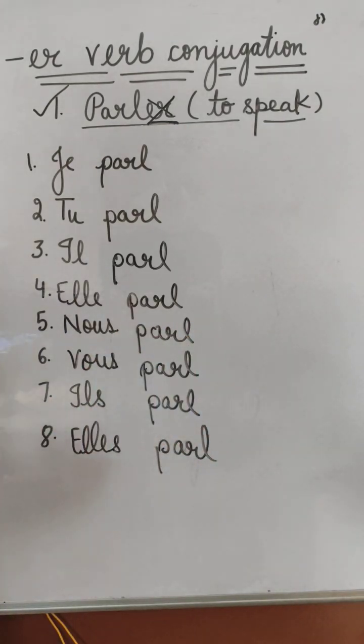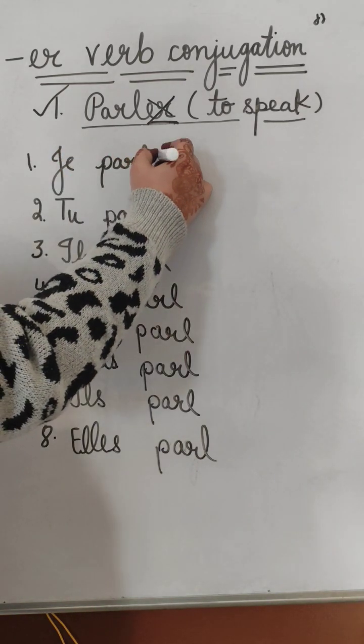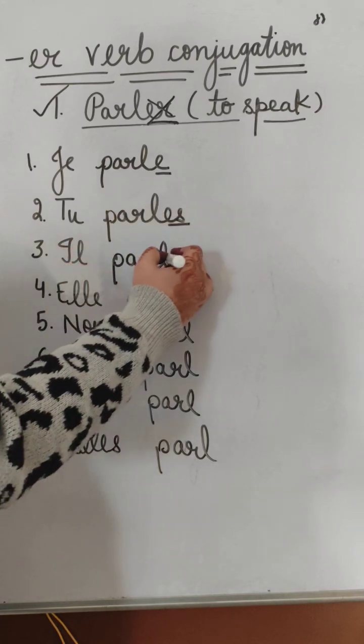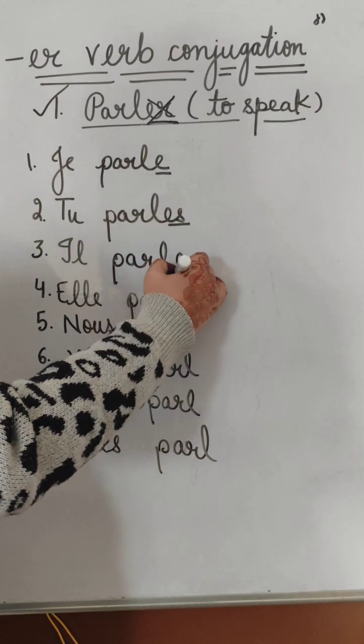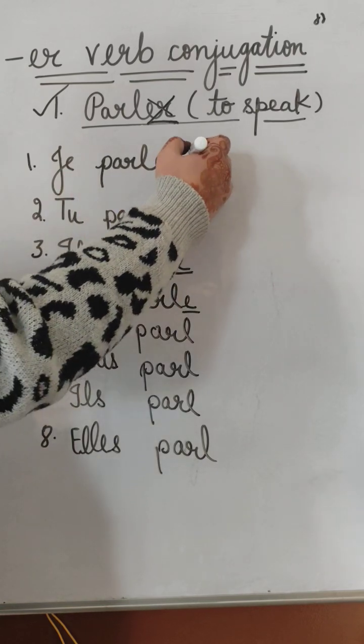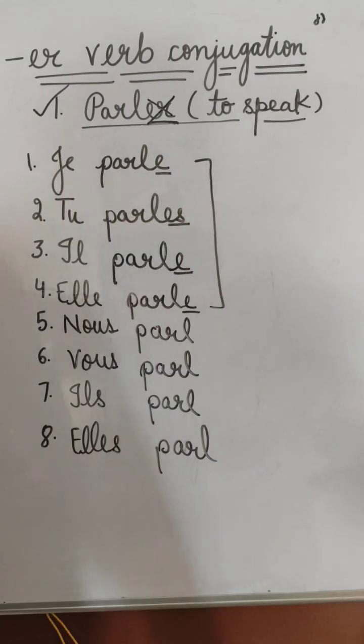Now next, what is rule number 2? You have to learn this. With je you will add only e. With tu, you will add es. With il, you will add only e. With elle, only e. These are the singular ones, right? I speak, you speak, he speaks, she speaks.